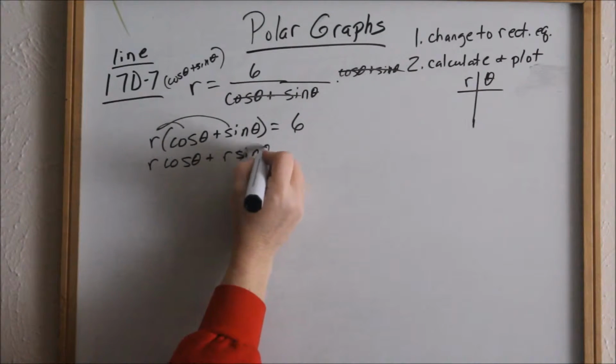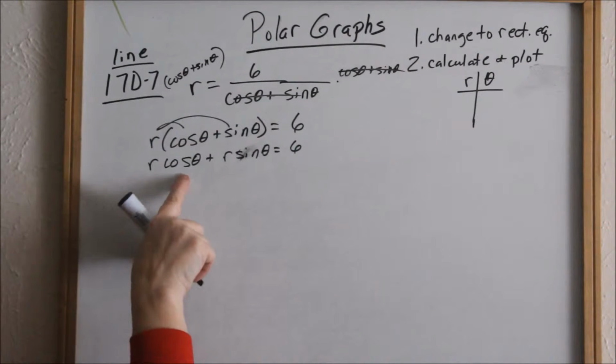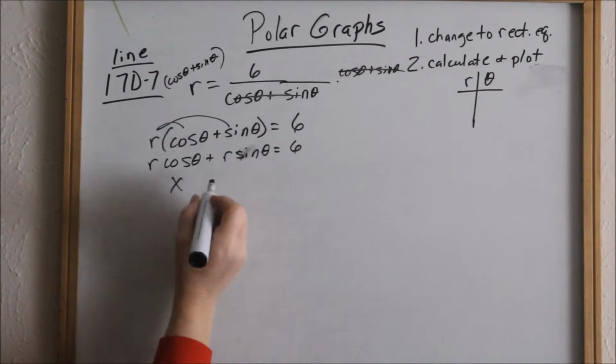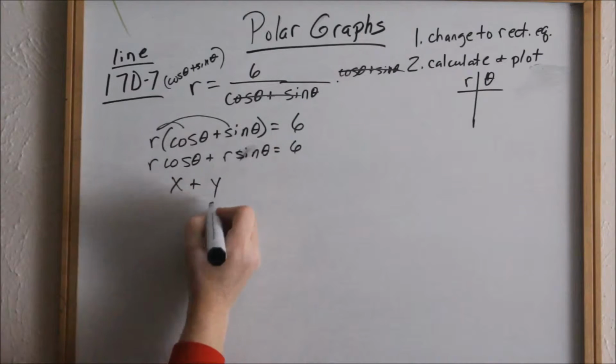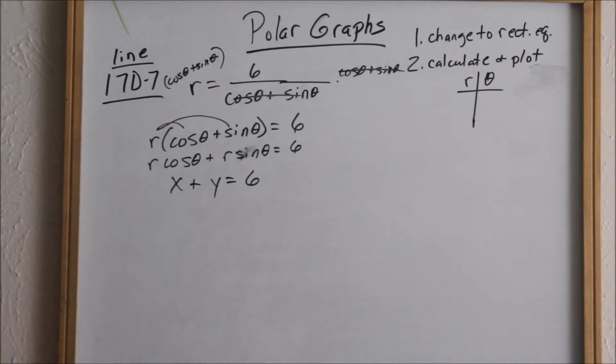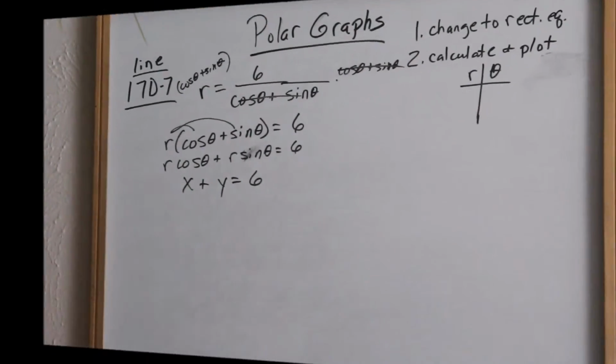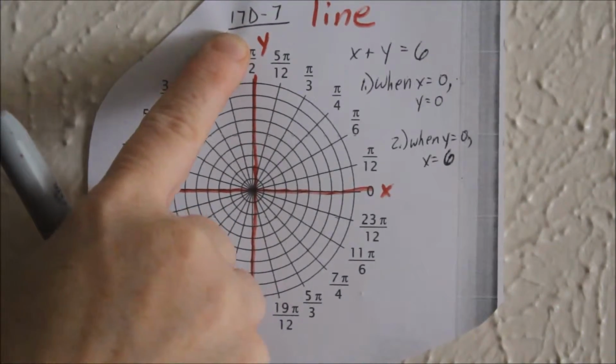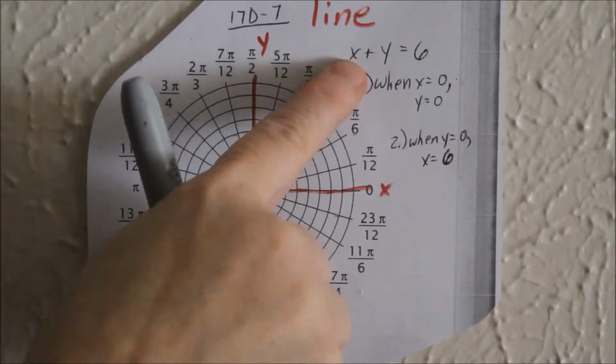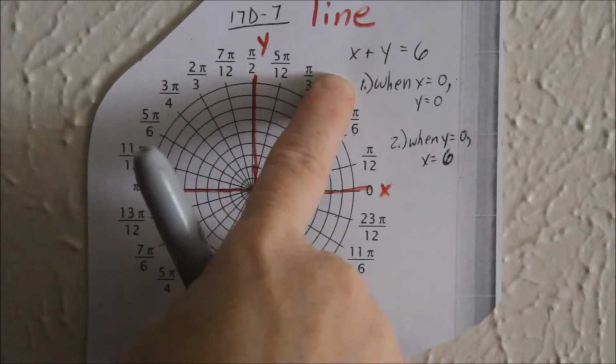Well, when I see r cosine theta, I can replace it with x. r sine theta, I can replace it with y, equals 6. And that will be a line. And then we can take this and go graph it. Okay, we're graphing 17D7, and I had told you it was a line. Here was the rectangular equation that we came up with.